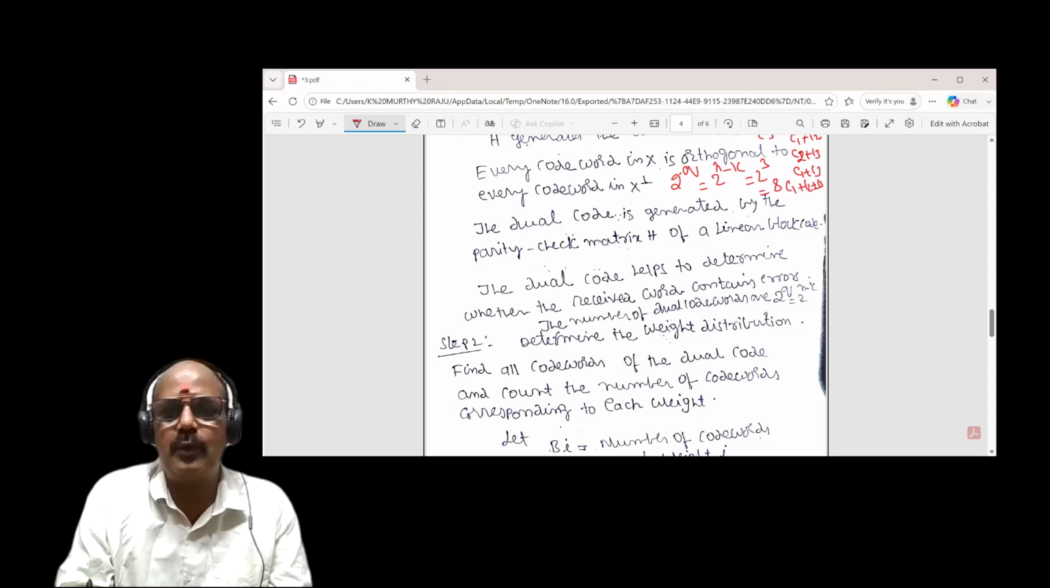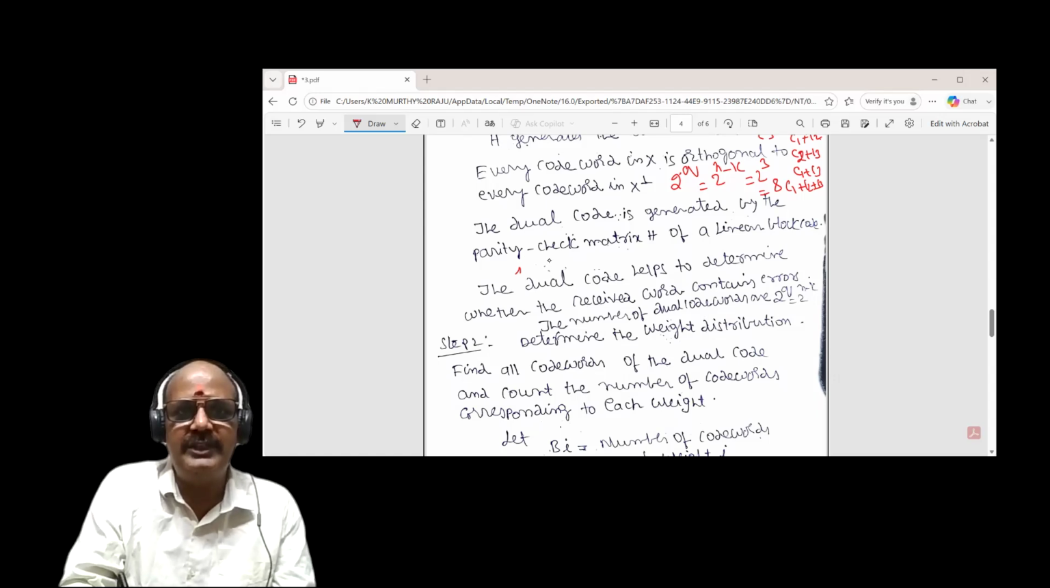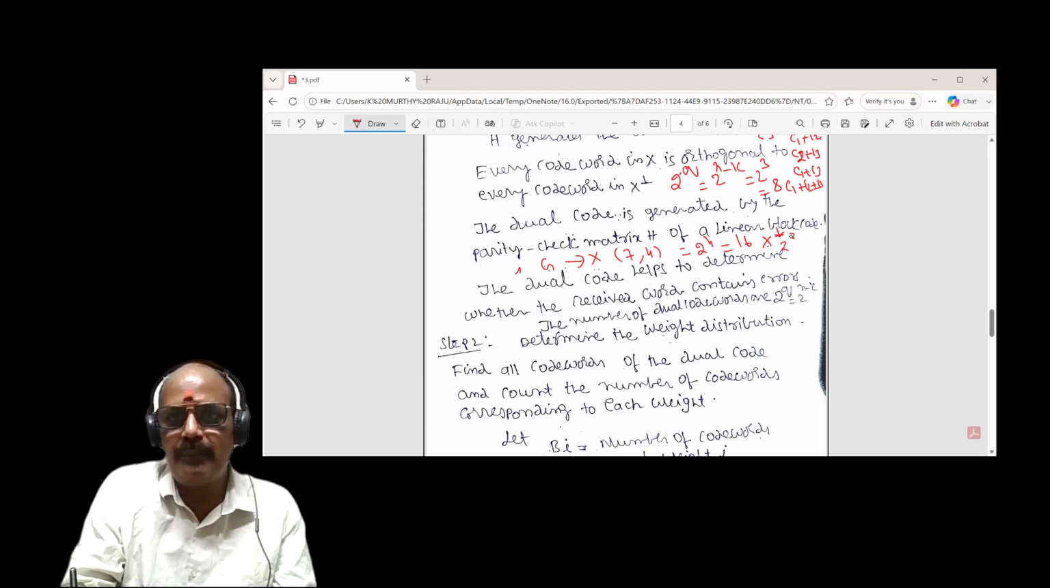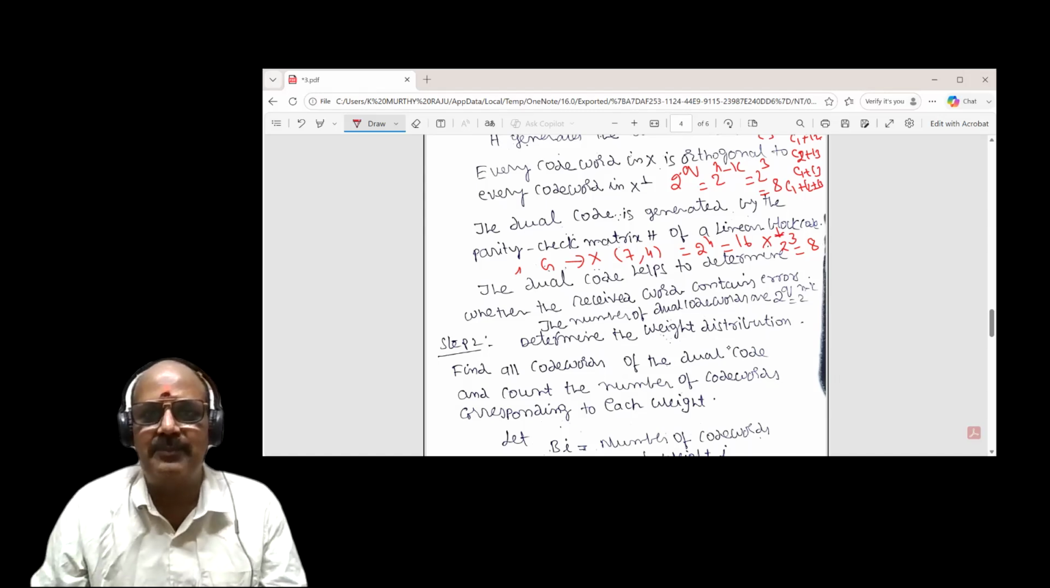The number of dual code words is 2 power q, that is 2 power n minus k. Suppose G generates X, with (7, 4): 2 power 4, 16 encoded code words are there. In case of the dual code, only 2 power q, where q is 7 minus 4, 3, so only 2 cube, 8 code words are enough to analyze the probability of undetected errors.